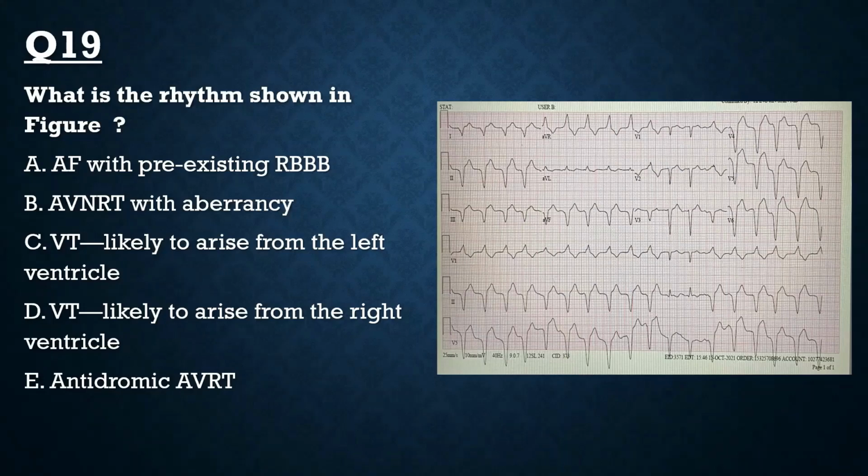If you calculate the duration from the beginning of the R to the nadir of the S, you will find it is more than 100 milliseconds, because each small square is 40. So this is 6 by 40, which is 240 milliseconds. So the Brugada sign is positive.